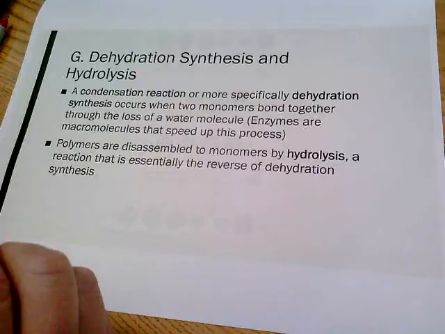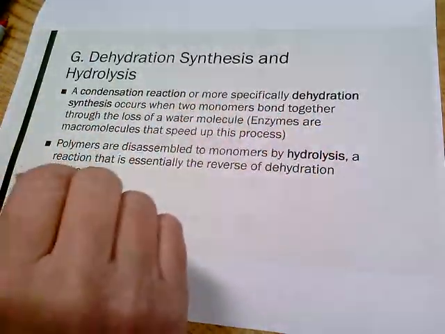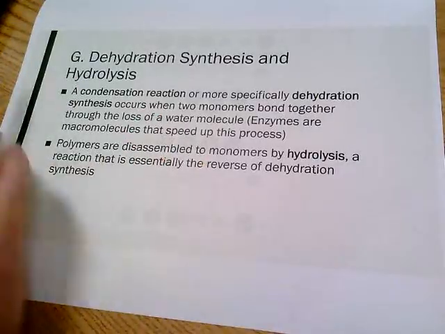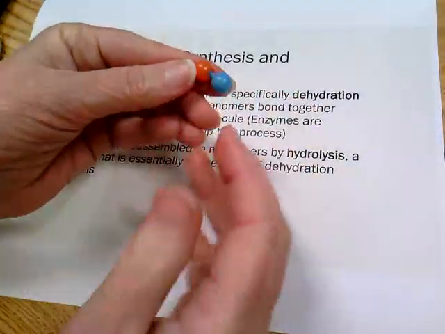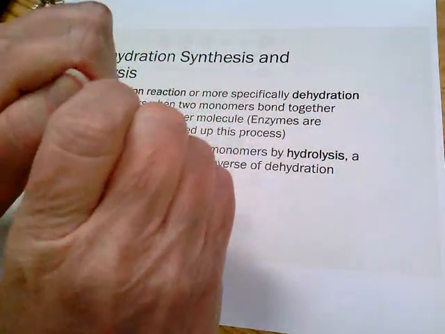Enzymes are macromolecules that would speed up that process. We'll get into enzymes later. I don't even know why I said it there, but we'll see how that happens later. Now, what's the opposite of that? What if I added water to this? If I add water to this, it would break that bond.